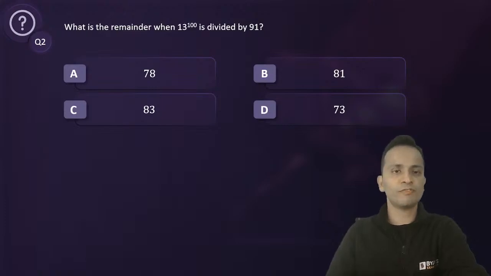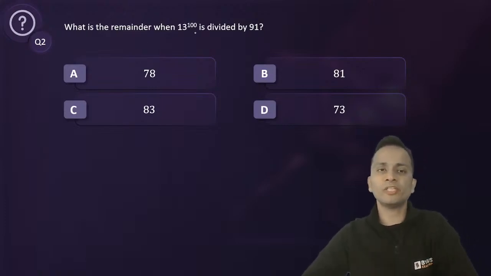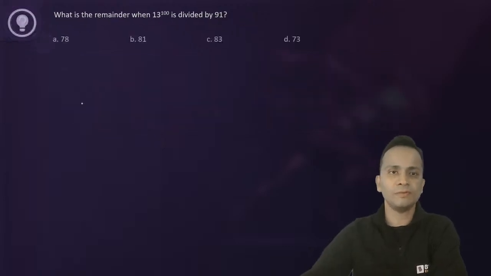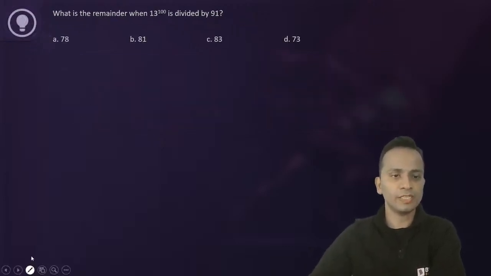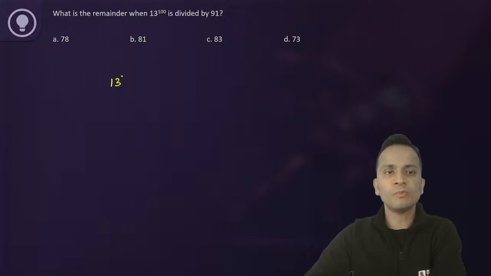All right, let's solve. What is the remainder when 13 raised to the power 100 is divided by 91? Very basic method of solving this. So 13 raised to the power 100 divided by 91.